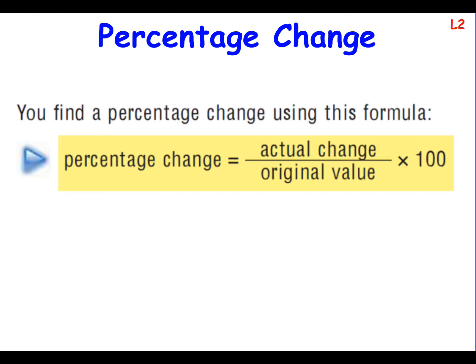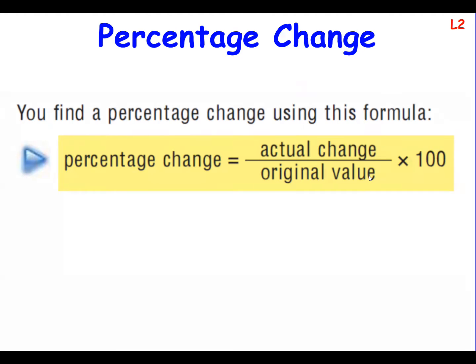Percentage change requires you to remember a very easy formula. And that formula is that percentage change is equal to the actual change, in other words, the difference between your starting amount and your finishing amount, divided by the original amount that you had, times 100. It looks complicated, but it is nice and straightforward.